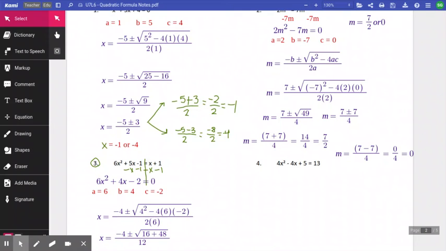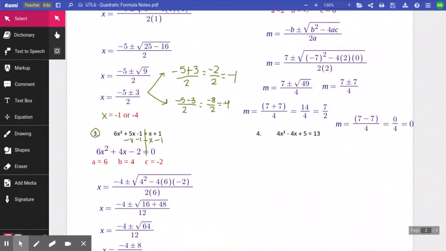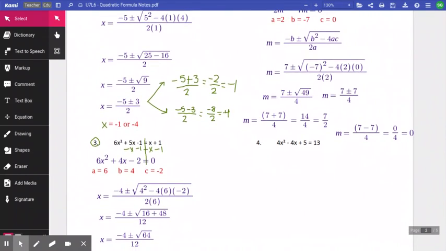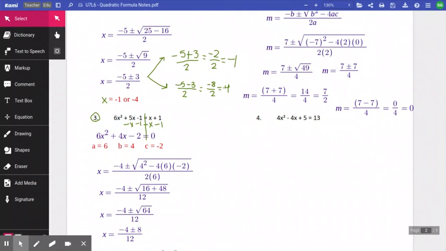From there, I'm still working on that square root. So I say 16 plus 48 is 64. And then I can say the square root of 64 is 8. So we get x equals negative 4 plus or minus 8, all divided by 12. Because I finished my square root, now I can go ahead and rewrite it using that plus or minus sign.